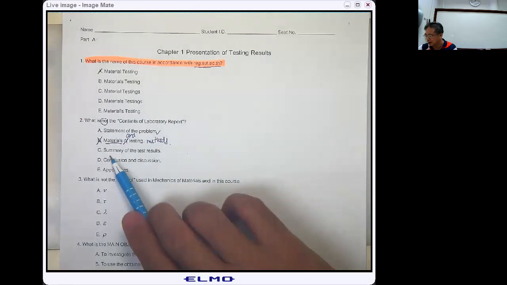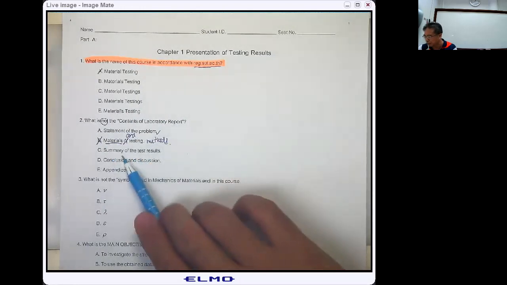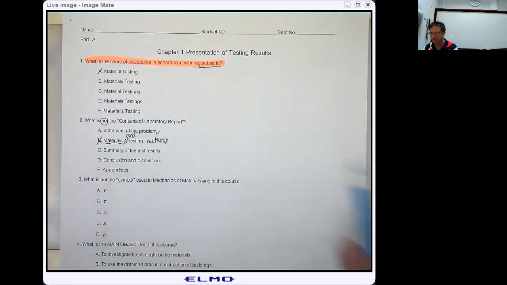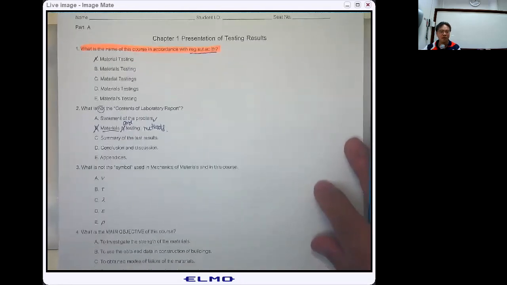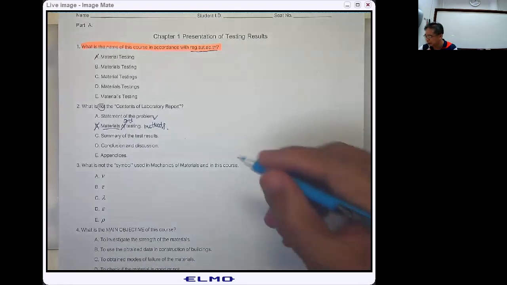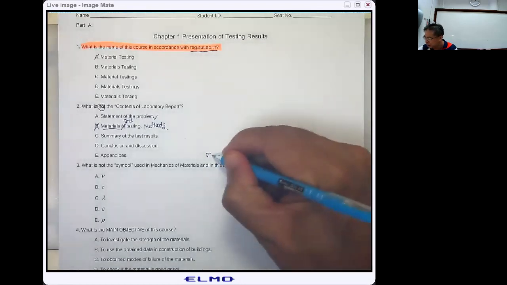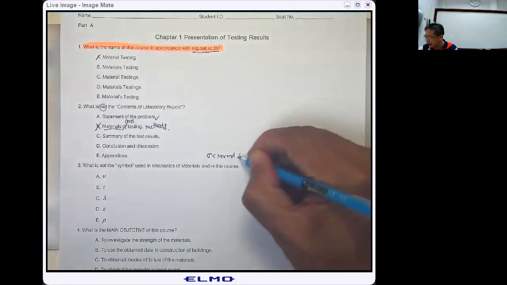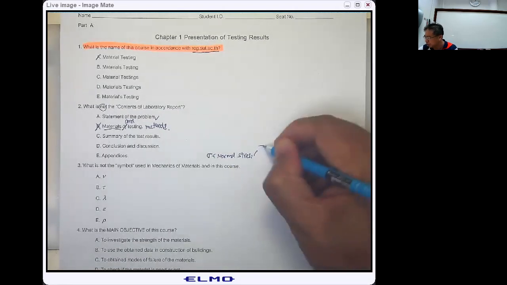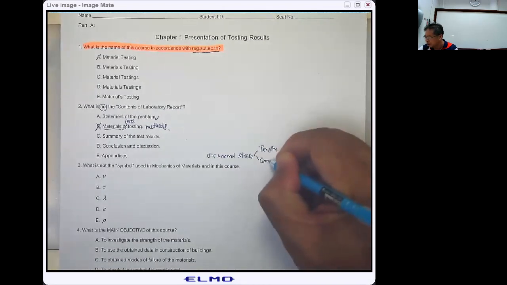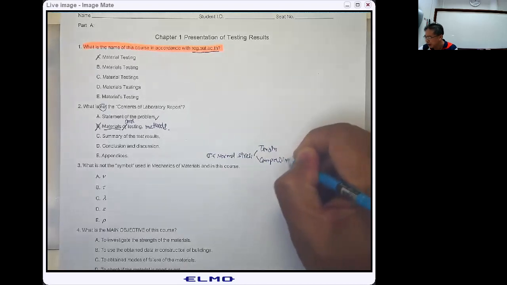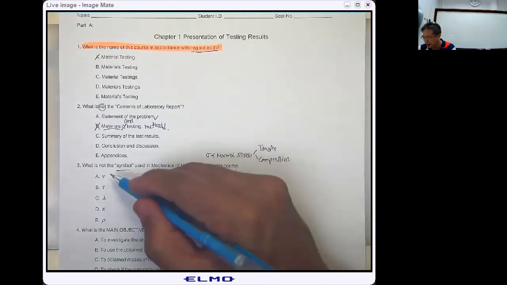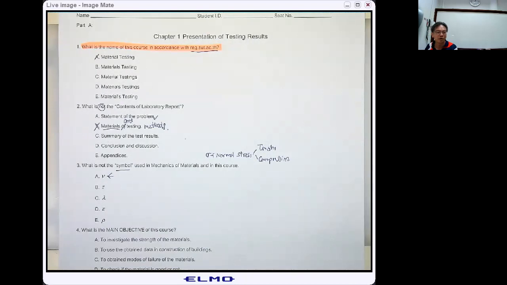Okay, and then the report is going to include the summary of the test result, the conclusion and the discussion, and the appendices. Next, when we work in the laboratory, we are going to compute a lot of things. For example, this one is the normal stress, and the normal stress can be both in tension and in compression. That is the symbol that we use. Okay, and for this one, you know this. Could you answer me?